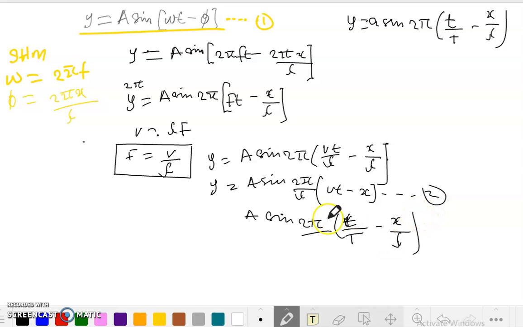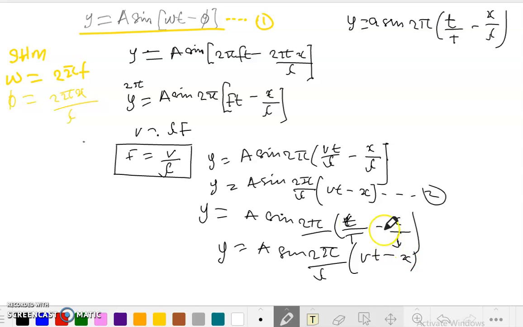Of course, if you observe, you will note that our equation says that y = a sine 2 pi into t divided by T minus x divided by lambda. But this equation can be written as y is equal to a sine 2 pi over lambda, like I did earlier, into vt minus x. It is actually the same thing, but I just wanted you to see how we got this and this to be the same. v is the speed of the wave. It shows us the speed of that wave.